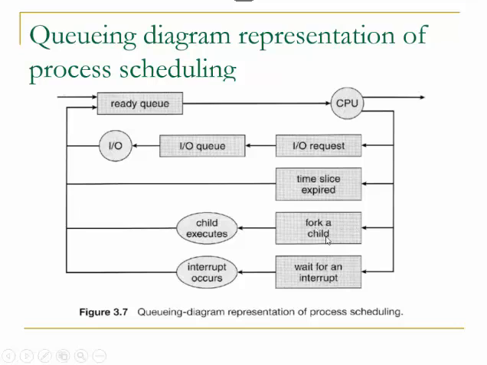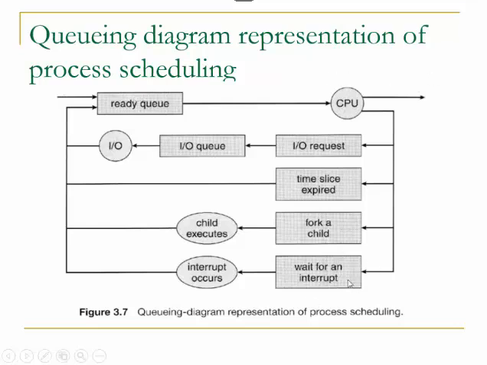Here there is the third queue. When a child process is created, the parent process has to wait for its child process to be completed. When the child process executes and completes, the result is transferred to the parent process. Then the process is again put in the ready queue for further execution.